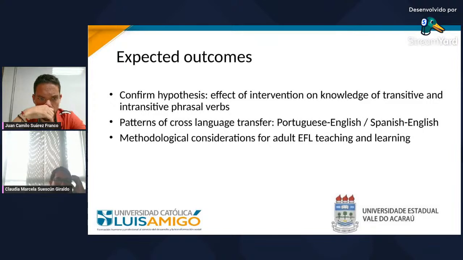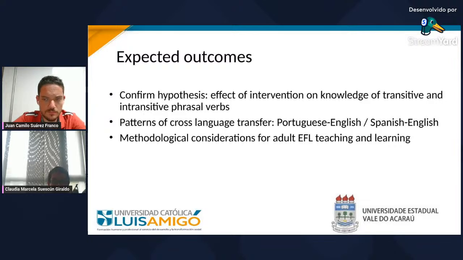Additionally, we expect to have methodological considerations for adult EFL teaching and learning, because as I previously mentioned, adults do not learn a foreign or second language the same way that children do. So we need to create awareness in our teaching communities that we need alternatives, differentiated pedagogical and didactical practices to teach EFL to adults.